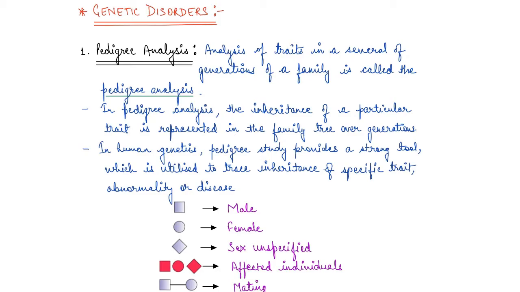So today we are going to discuss the very last video of Principles of Inheritance and Variation, which is the first unit of genetics. Basically, it is from class 12th NCERT Biology. So we are going to discuss all about the genetic disorders.